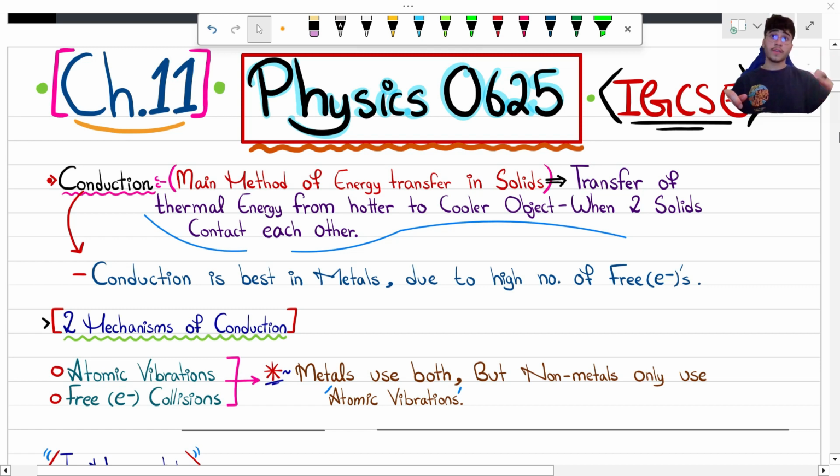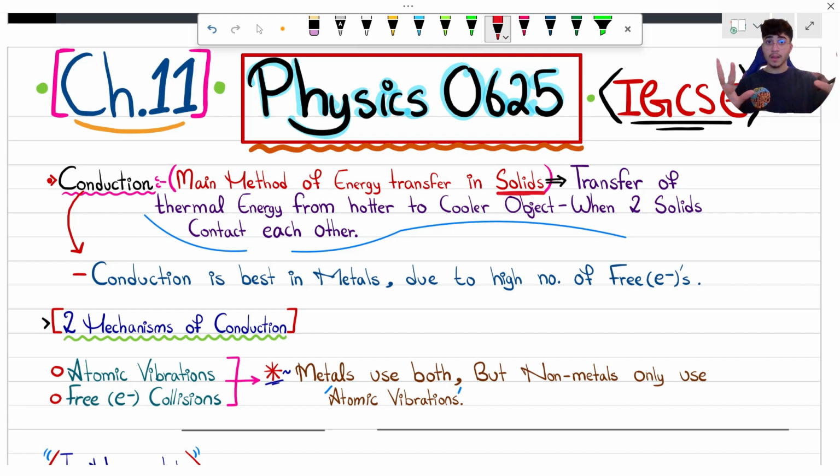Conduction is the first method of energy transfer which we're going to discuss, and this is the main method of energy transfer in solids. Energy can be transferred to solids by other methods, but the main method is conduction. Conduction is a transfer of thermal energy from the hotter to the cooler object when two solids contact each other. This is best in metals due to their high number of free electrons.